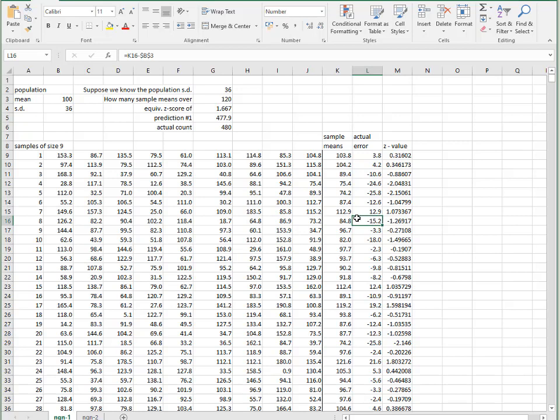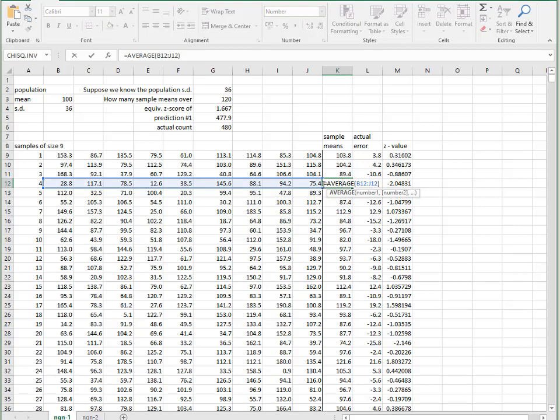As shown in the previous demonstrations, these sample means vary less than the original numbers. They follow a normal distribution with the same mean of 100, but the standard deviation is equal to the original standard deviation divided by the square root of the sample size, because the variance is equal to the population variance divided by the sample size. That's why I chose samples of size 9, because the square root of 9 is 3. So we just have to divide this 36 by 3.